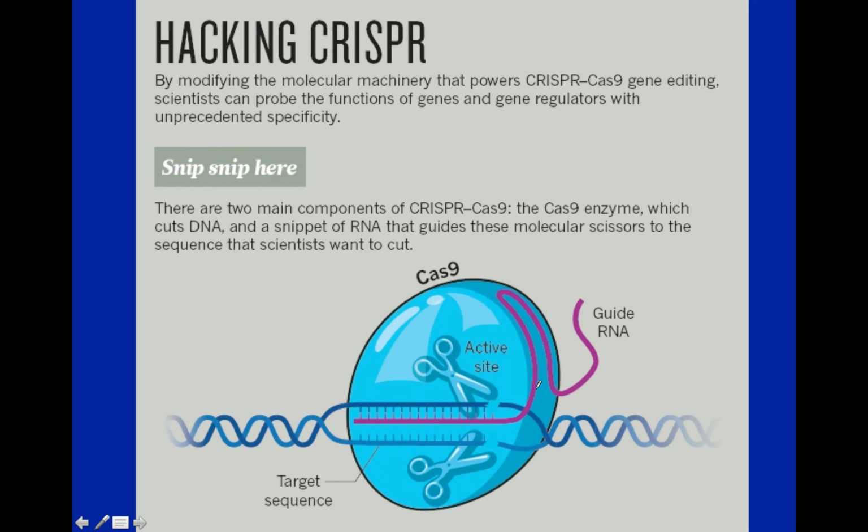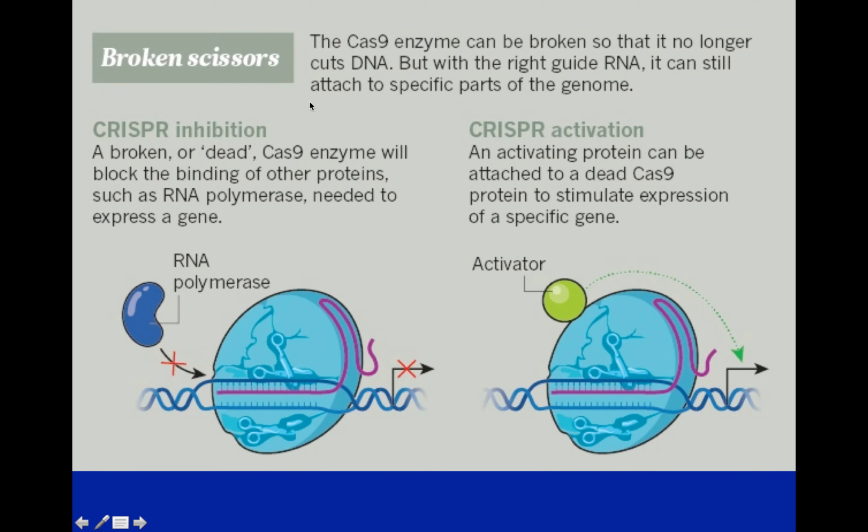What if you alter the Cas9 protein? What if you break the scissors? If you genetically modify the Cas9 enzyme, you can still have the Cas9 enzyme bound to this region of the DNA, but if it doesn't cut, it's going to stick there. The Cas9 enzyme will block the binding of other proteins, such as RNA polymerase, needed to express a gene.